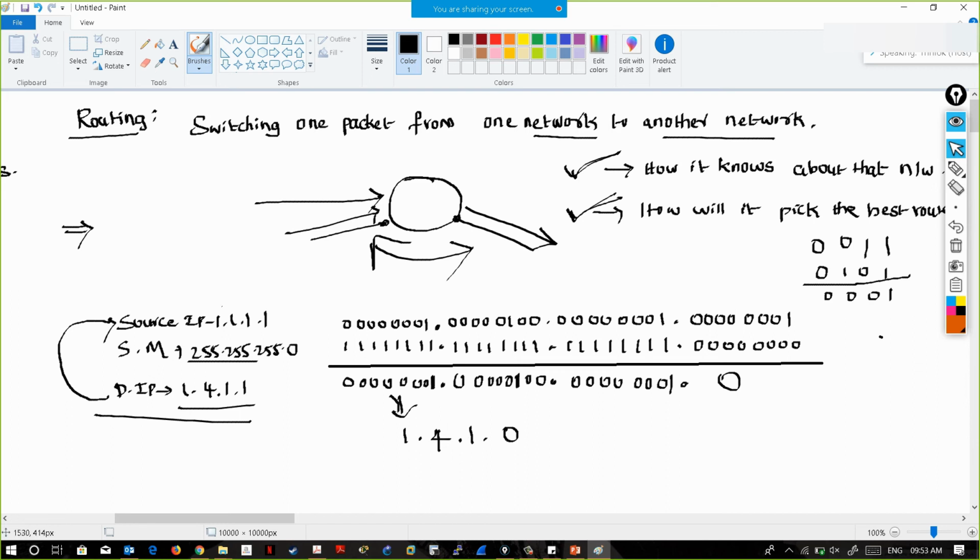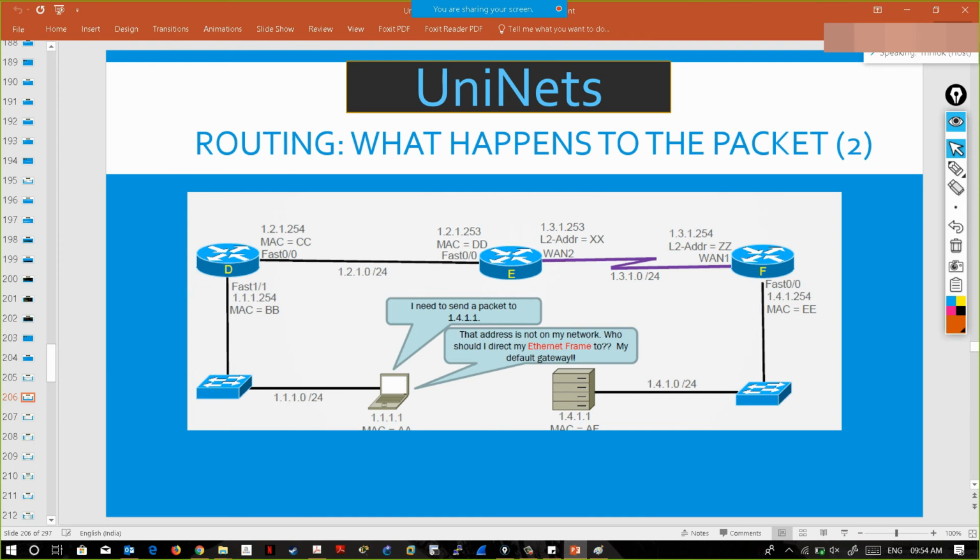But what is the network ID of this source? It is 1.1.1.0. How did it come to know? Again, it will do the same thing. It will convert this IP into binary and do the AND operation with the subnet mask. Again, it will come to know 1.1.1.0. So 1.1.1.0 and 1.4.1.0, these are different, right? By this, the PC will come to know that the destination is not in its network.